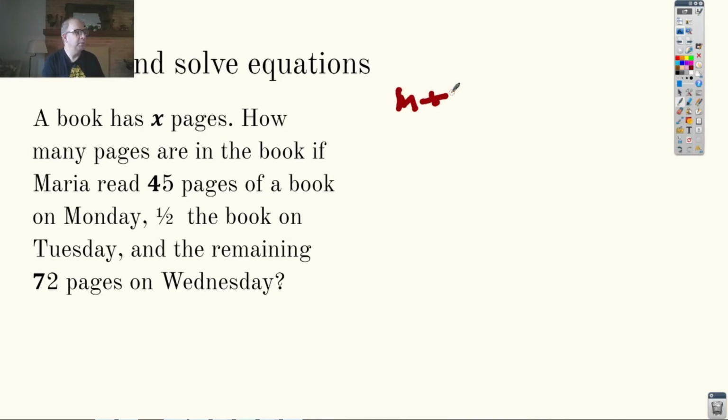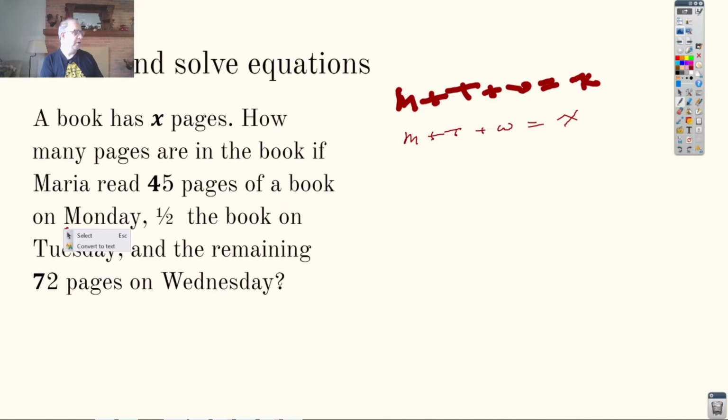Monday plus a Tuesday plus a Wednesday equals the X number of pages in the book. Okay? So Monday plus Tuesday plus Wednesday equals X. On Monday, she read how many pages? She read 45 pages on Monday. On Tuesday, half the book, so half of X. And on Wednesday was 72 pages.